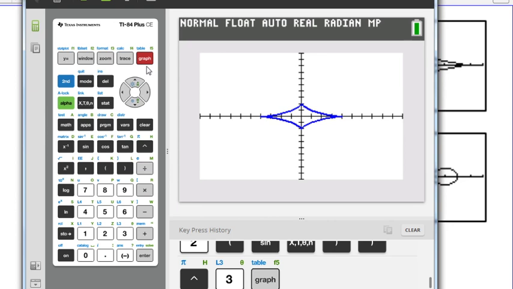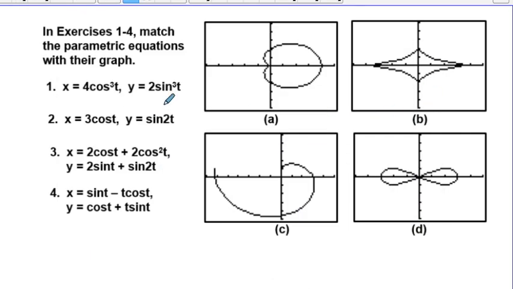This is what it looks like, which is that B. And of course, that was in the exercise, the video you turned in. Now, I want to do number 2, 3 cosine t sine 2t.